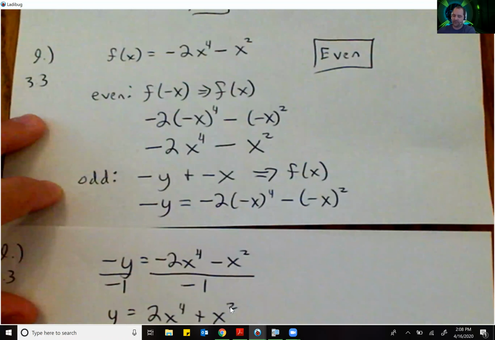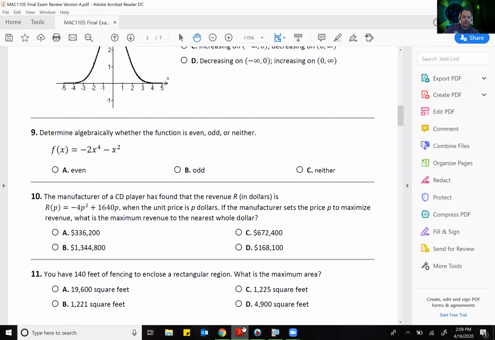So when we come into this, we're going to select A. To be a neither, just so you know, that means that you're neither even nor odd. So if you are not even and you're not odd, you're in neither case.